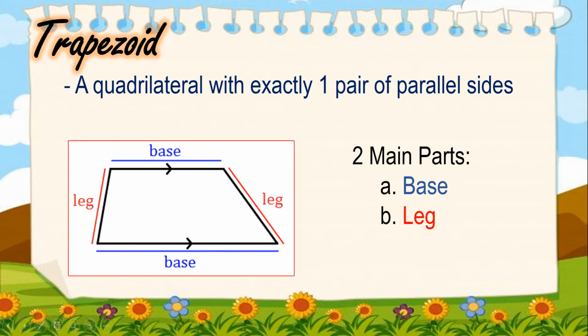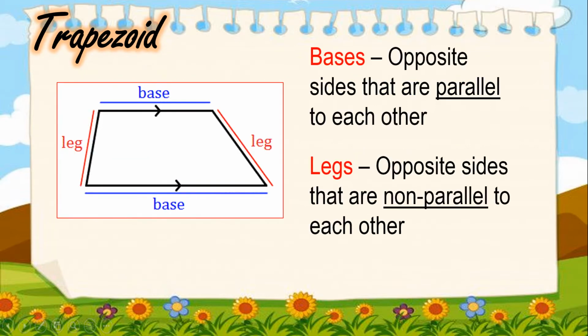What is a trapezoid? A trapezoid is a quadrilateral with exactly one pair of parallel sides. It has two main parts, the base and the leg. In a trapezoid, the bases are the opposite sides that are parallel to each other, while the legs are the opposite sides that are non-parallel to each other.